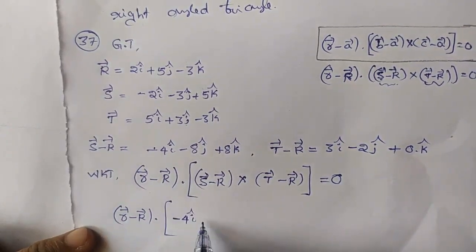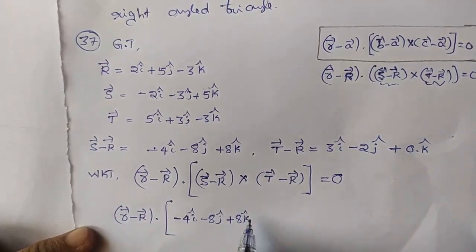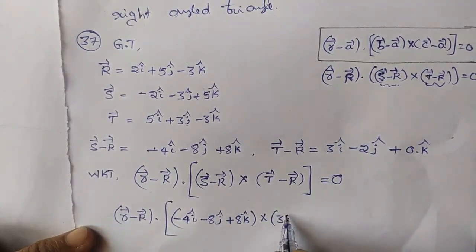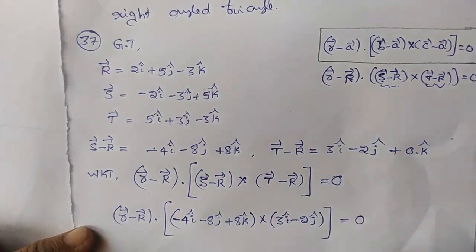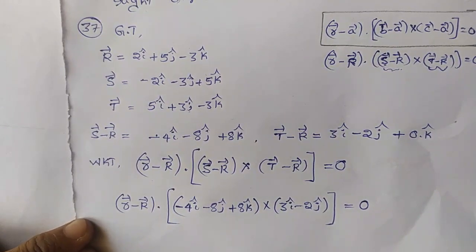S minus R, what we have is minus 4i minus 8j plus 8k, cross T minus R, which is 3i minus 2j. Okay, 0k, no need to write, equals 0. Hence it is the equation of a plane.